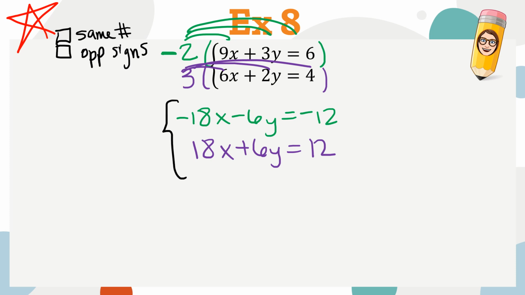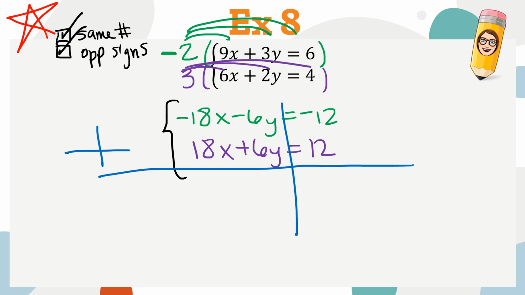Now do I meet my checklist? Yep, I have the same number and I have opposite signs. So let's take care of some old school addition. Negative 18x and 18x cancel, but so does negative 6y and positive 6y. I can't have an empty equation, so if it all cancels, we need to write 0. Negative 12 plus 12 is also 0. That's okay. Write that out.